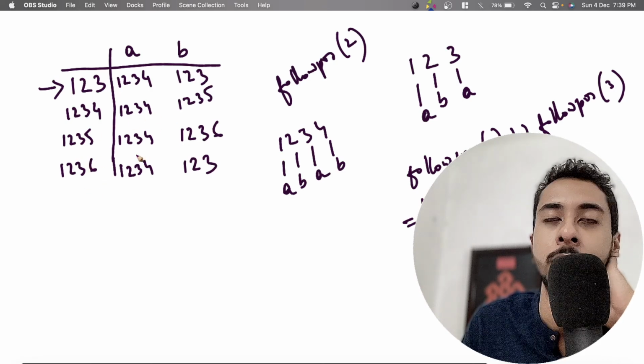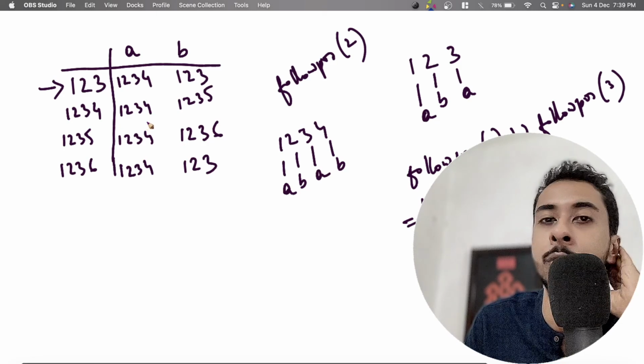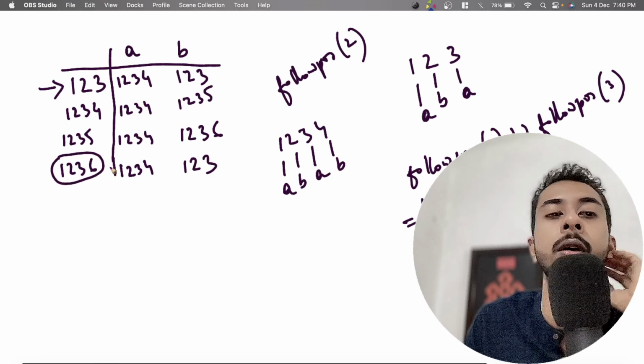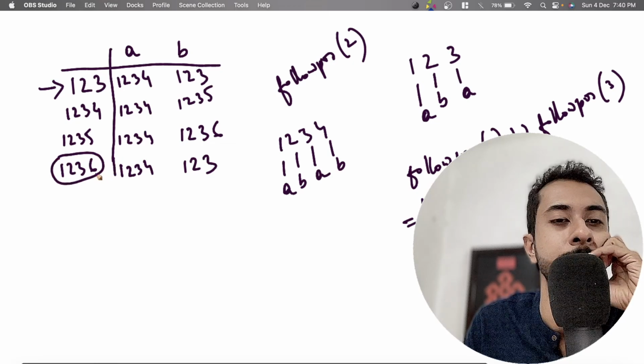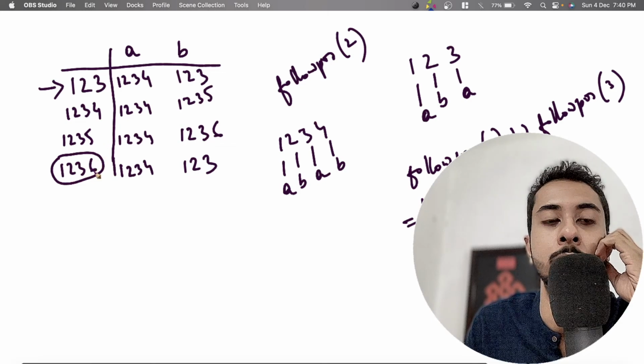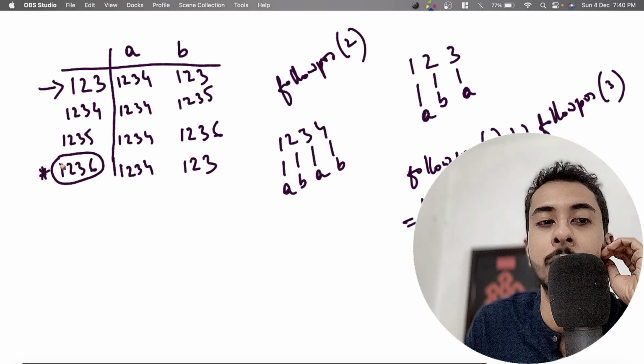Now what is the accepting state here? The state which contains the position corresponding to hash. So this is the final state. We can have more than one final state, as you know already. This particular state has 6 in it, and 6 corresponds to hash. That is why this is the final state.